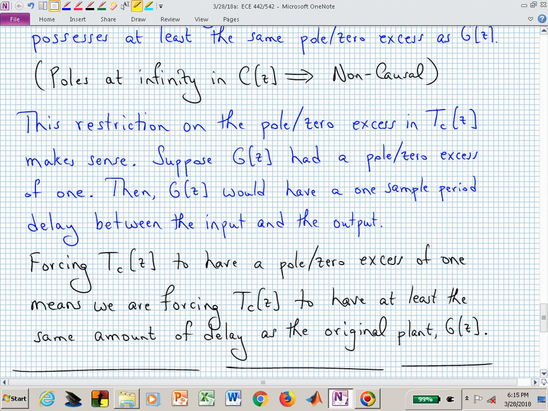Meaning, suppose G of Z, the original system, had a pole zero excess of 1. What can you just think about in terms of a plant that has a pole zero excess of 1 and it's a simple plant?